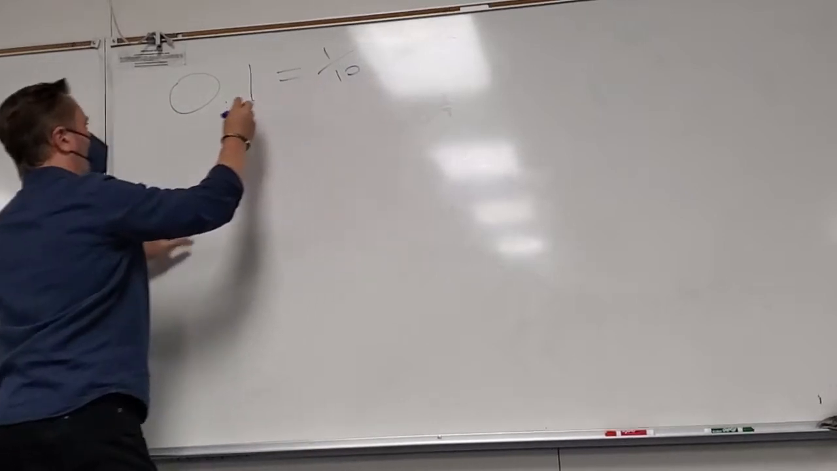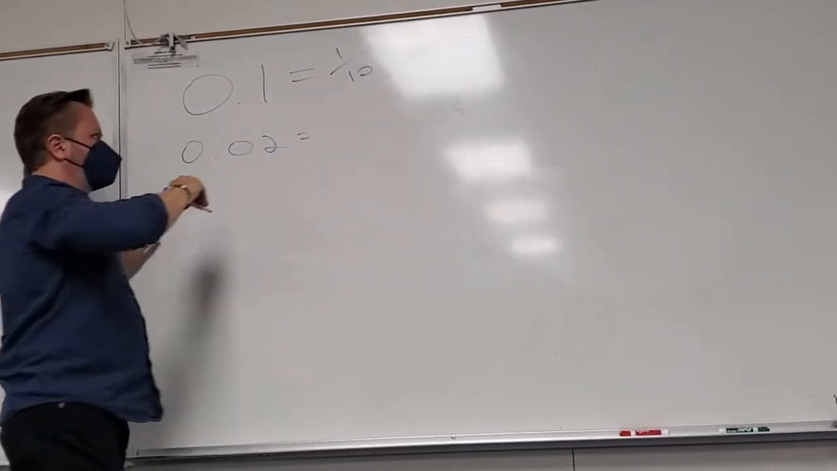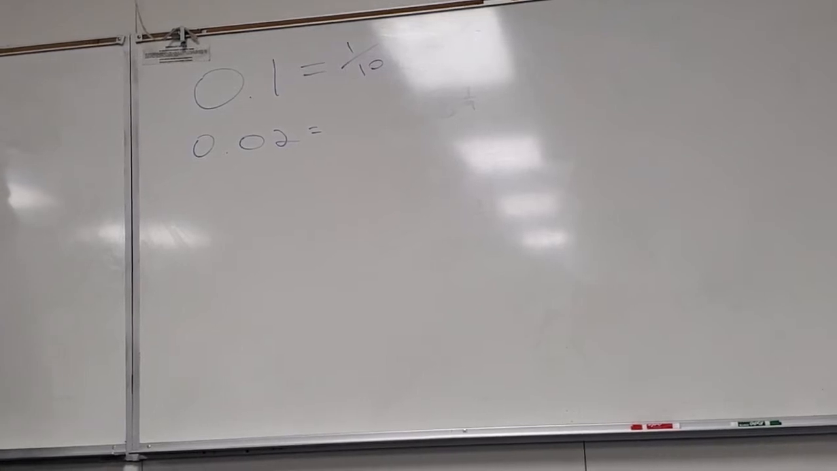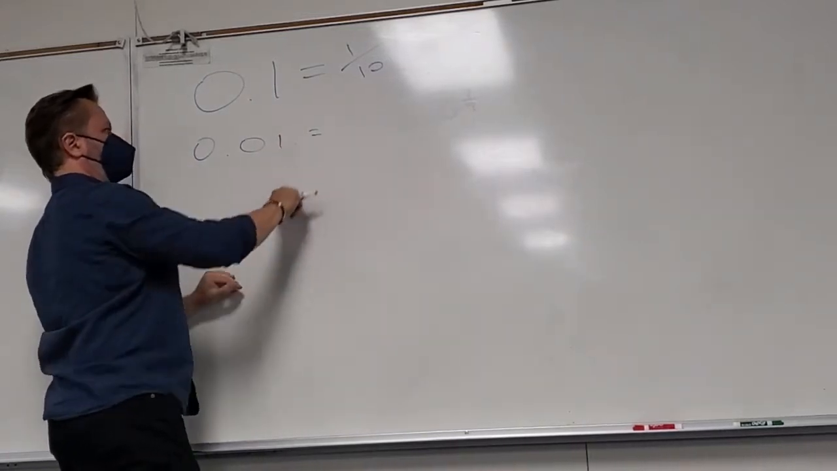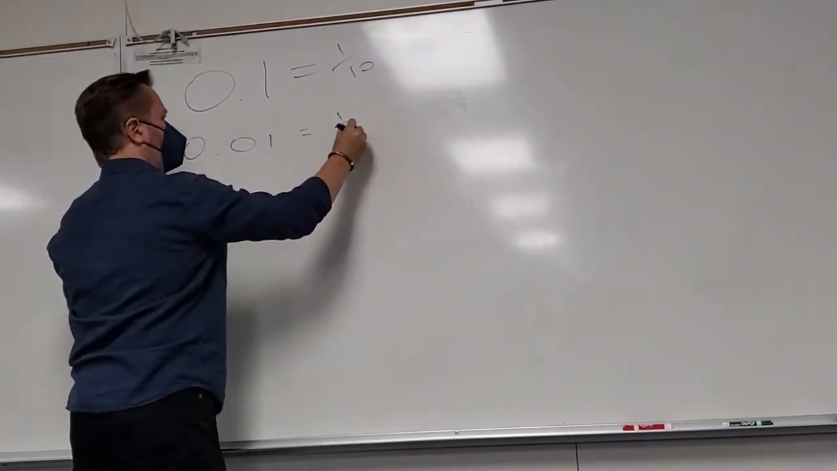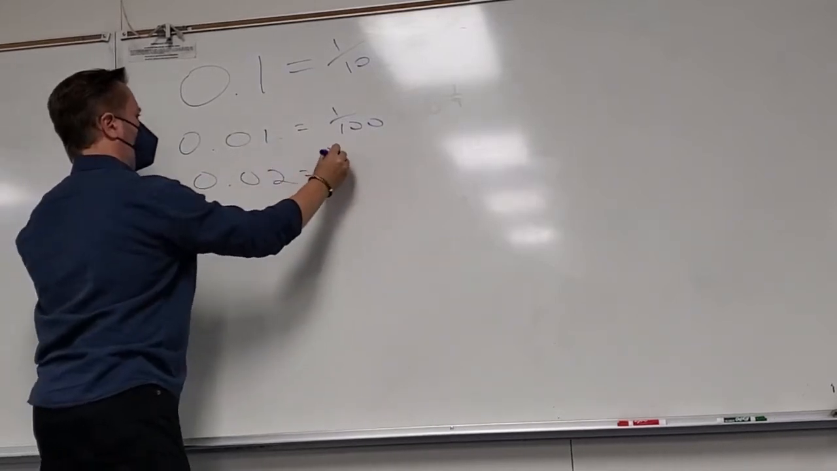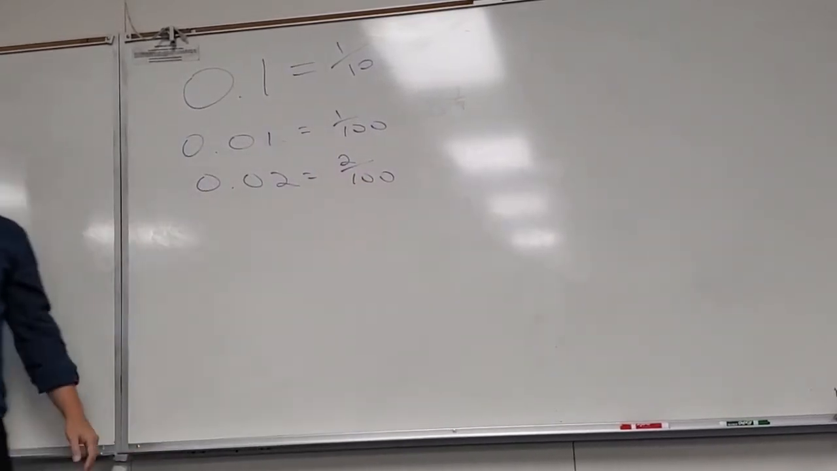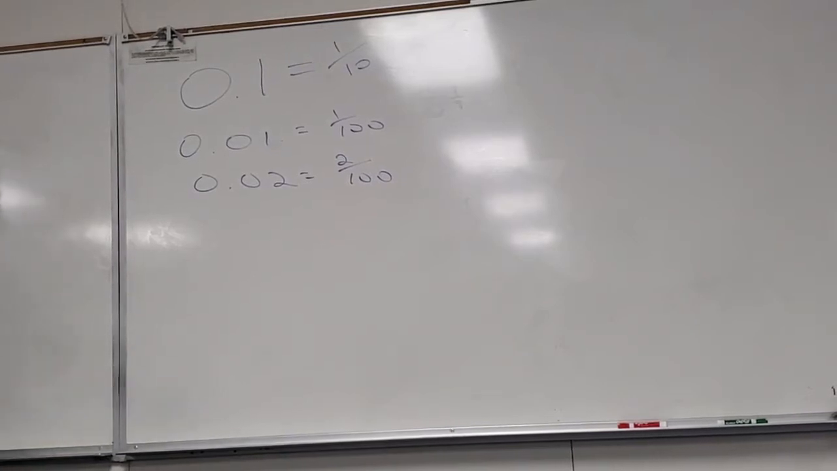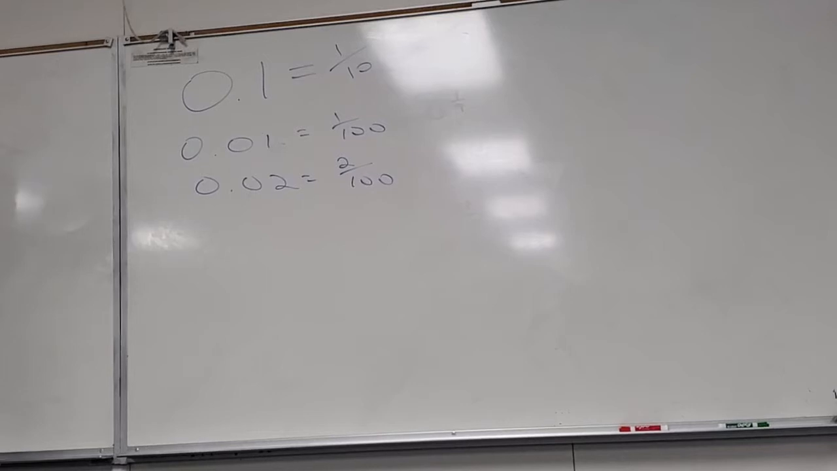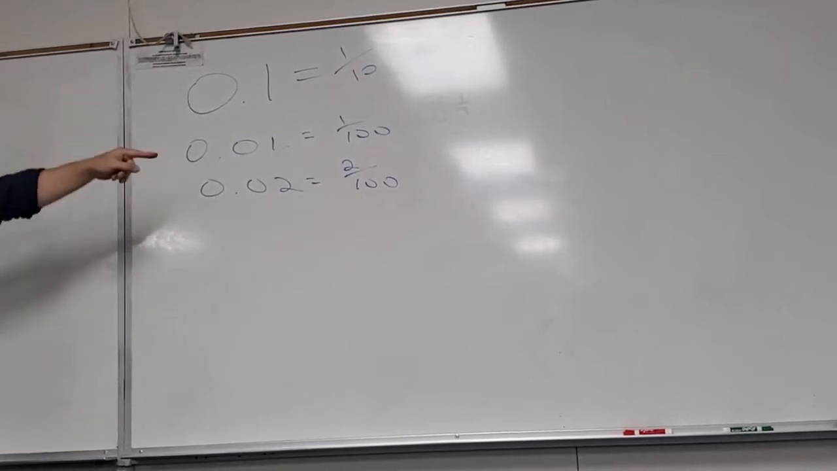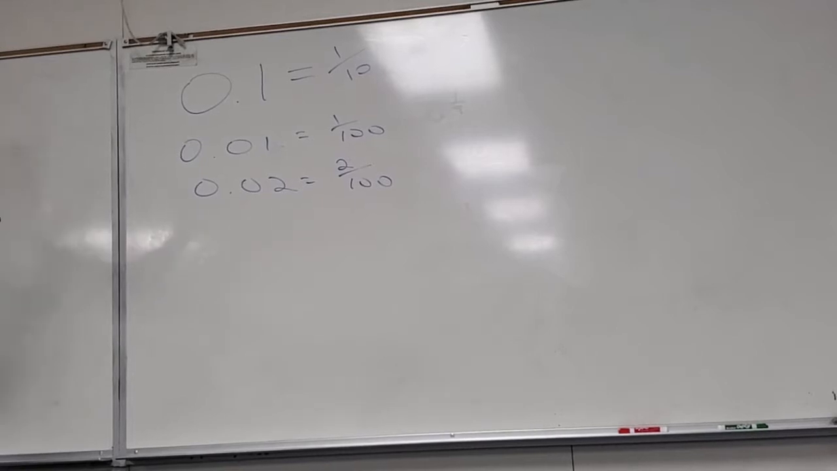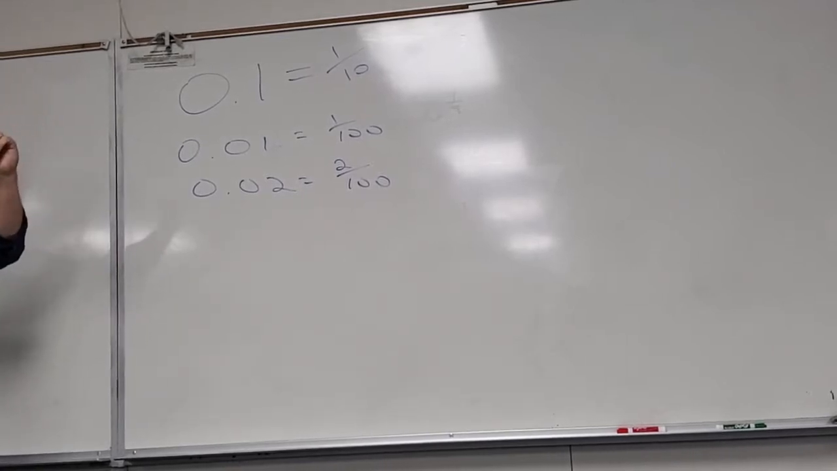Can somebody tell me what this is? 1 over 200. No. What would this be? 1 over 100. So if I double it, 2 over 100. Right? Is that cool? Since it's in our number system, it sits in our places, it has to be based on a power of 10. So all decimals are fractions whose bottoms are powers of 10. That's why they fit into our number system.